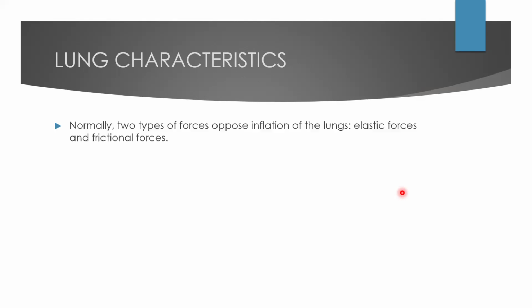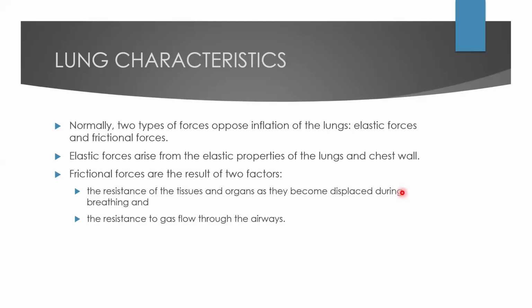Normally two types of forces oppose inflation of the lung, that is elastic forces and frictional forces. Elastic forces arise from the elastic properties of the lung and the chest wall. We already said that the lungs have an elastic recoil inwards and the chest wall has an elastic recoil outwards. Frictional forces arise by two means.